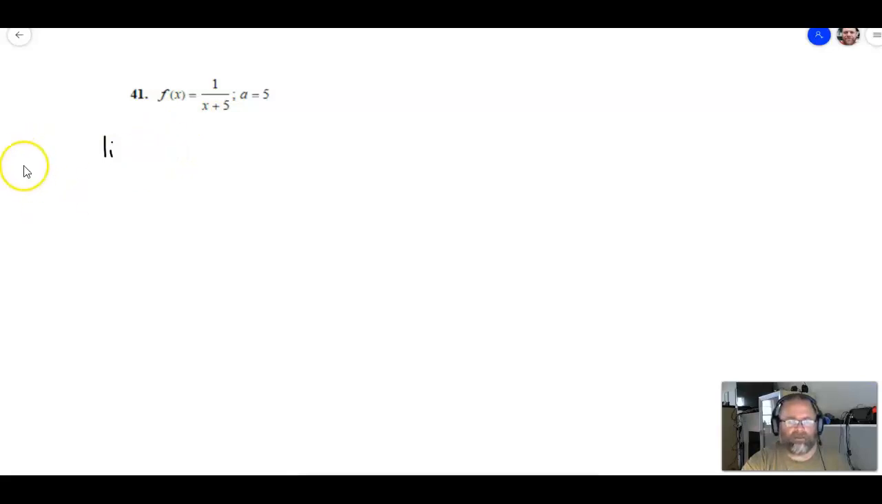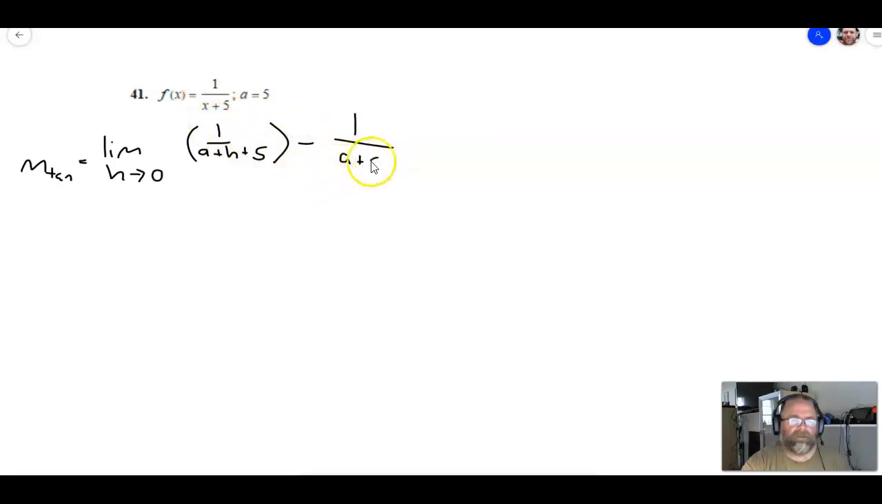But this says here that the slope of the tangent line is equal to the limit as h approaches 0 of f of x plus h. So this is going to be kind of a crazy one here, but this is going to be 1 over, we're going to replace that x with a plus h, plus 5, minus 1 over f of a, which is just going to be a plus 5, all over h.